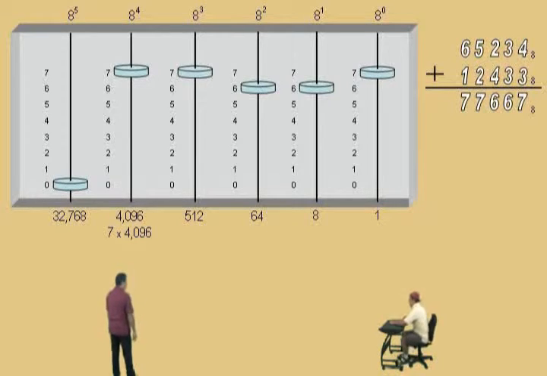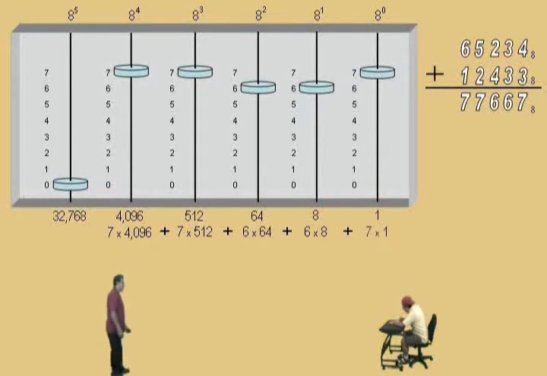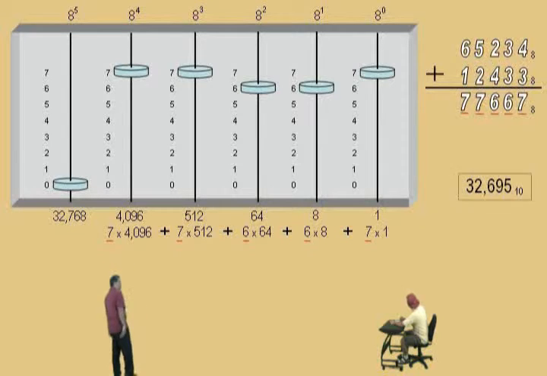Down here, we have 7 of these 8 to the fourth powers, right? Then we have 7 of these 8 to the third power. We have 6 of these 8 squareds, 6 of these 8 to the first powers, and 7 of the 8 to the 0 power, which is our ones column. And if we look at our digits, see there's the 7, 7, 6, 6, 7. And if we multiply and add everything up, we'll get our base 10 number. And that should give you 32,695. You can work that out on your own time. All right, Charlie, now let's move on.